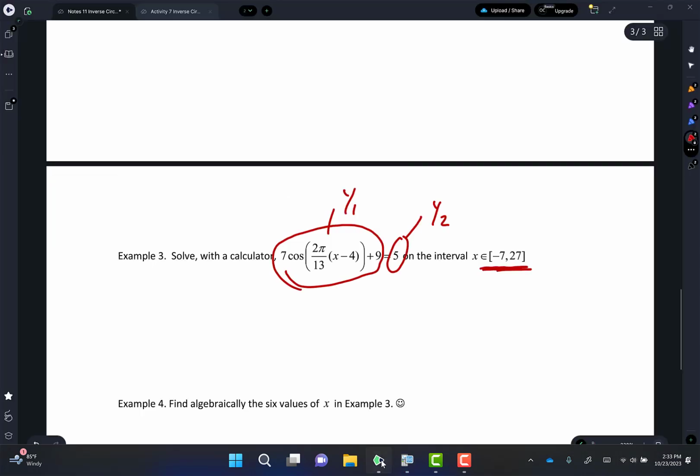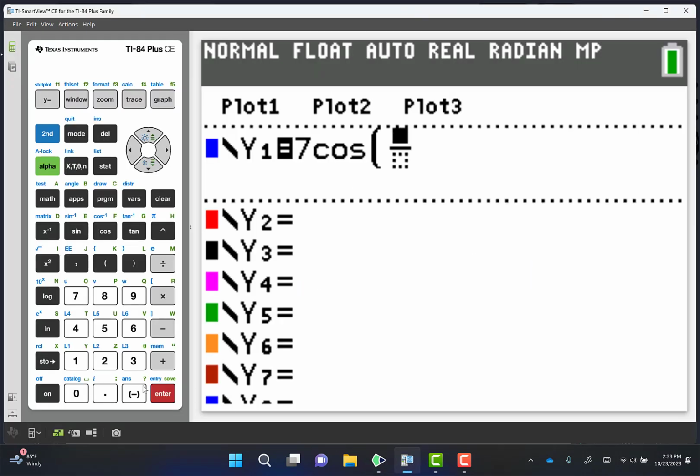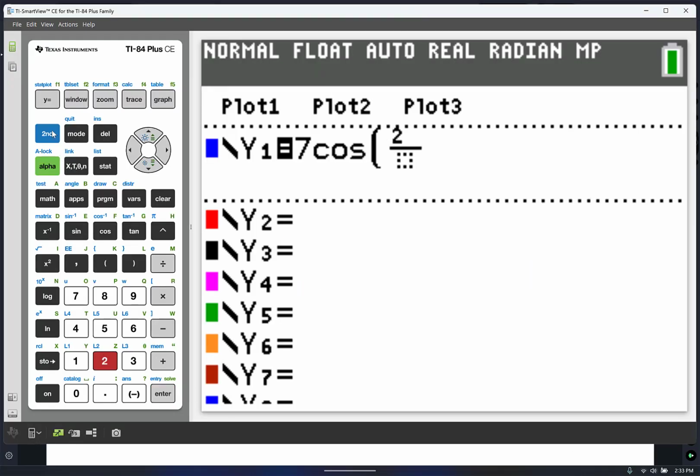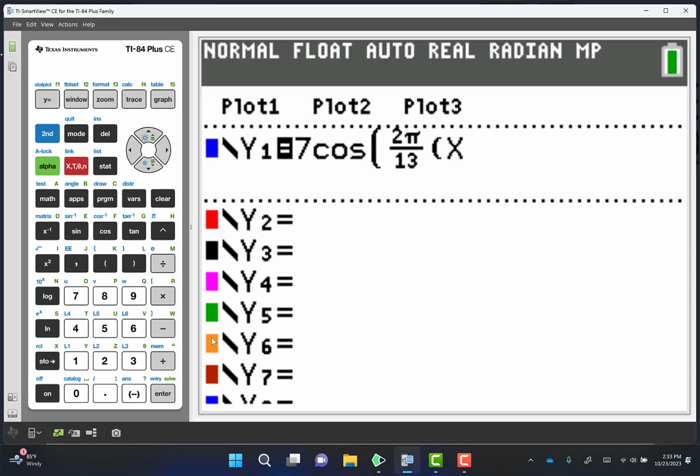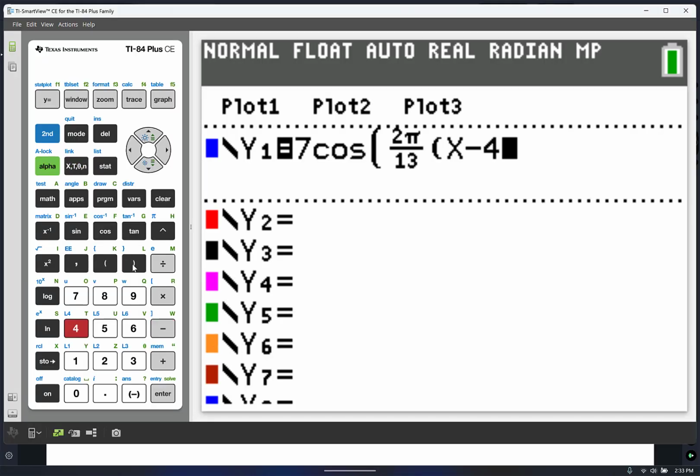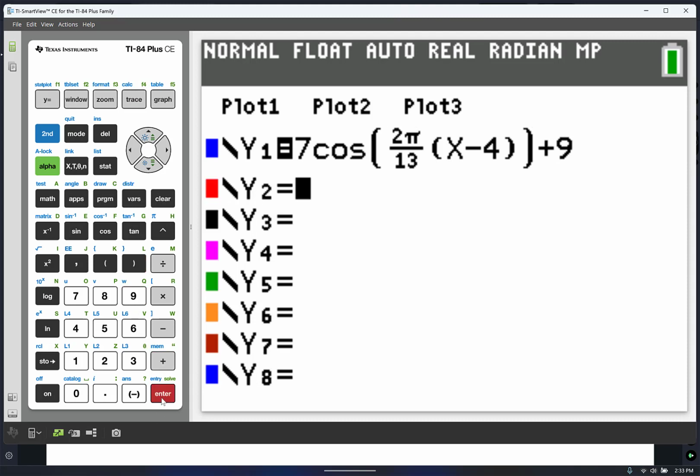And then you're going to put, what was it, 2 pi over 13? So 2 pi on the top. The pi is where the caret symbol's at, on top of the division. 2 pi over 13. And then scroll to the right. And then I'll open parenthesis, x, what was it, x minus what? 4. X minus 4. And then close it twice. Close. And what was my midline? Plus 9. So there it is.